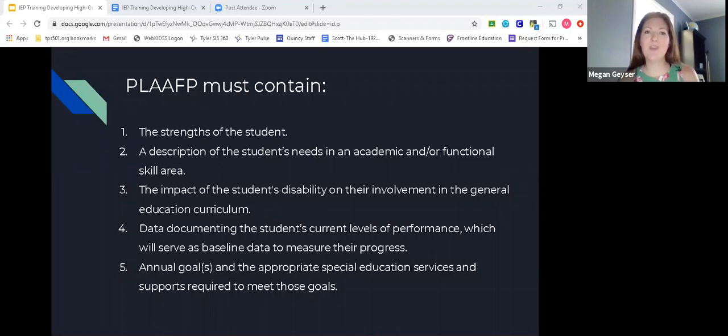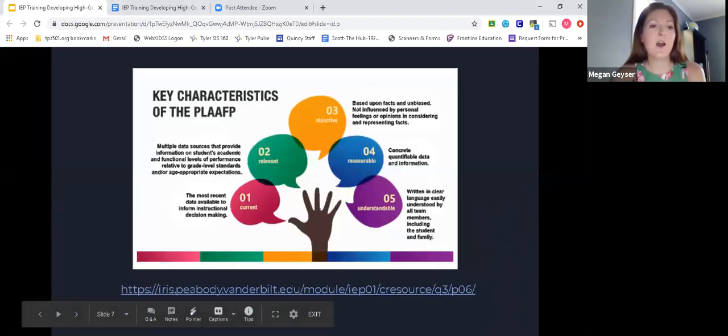All right, and then the final component that a PLAAFP must contain is our connection to the goals and or services. I visualize this as being that bridge. We're bridging the PLAAFP and those areas, the strengths, the needs, the current performance, the impact with the general education. And we're taking all of those to create a goal that's individualized and data-driven. All right, let's continue on.